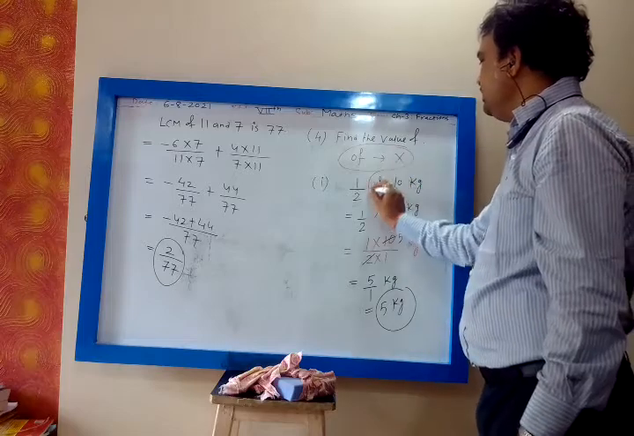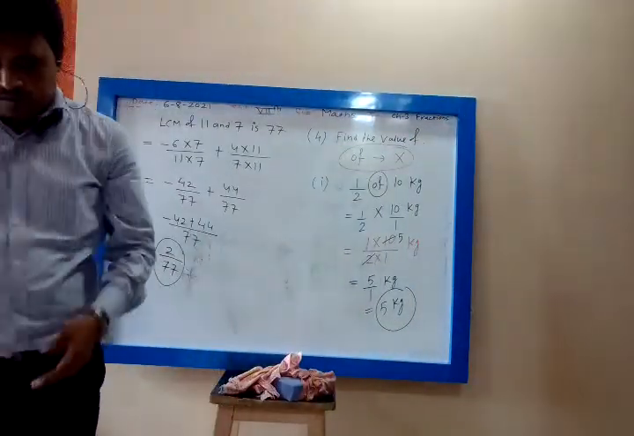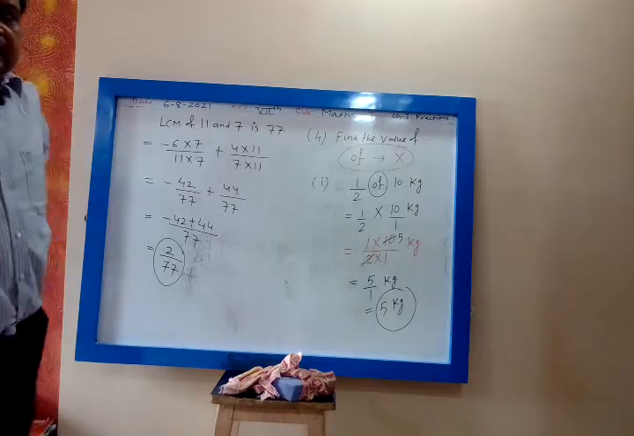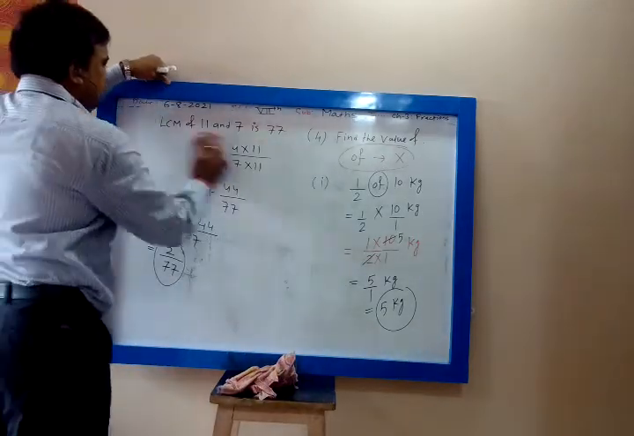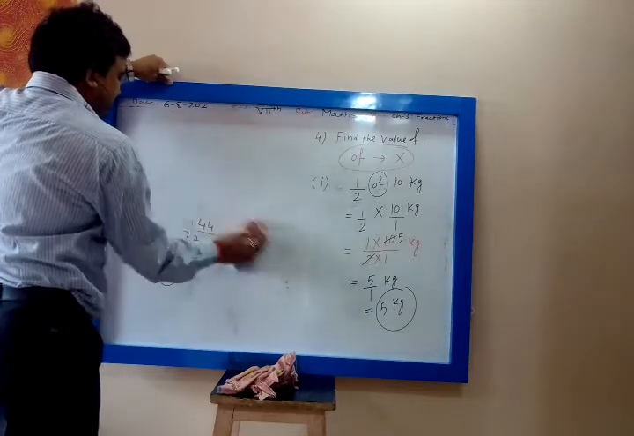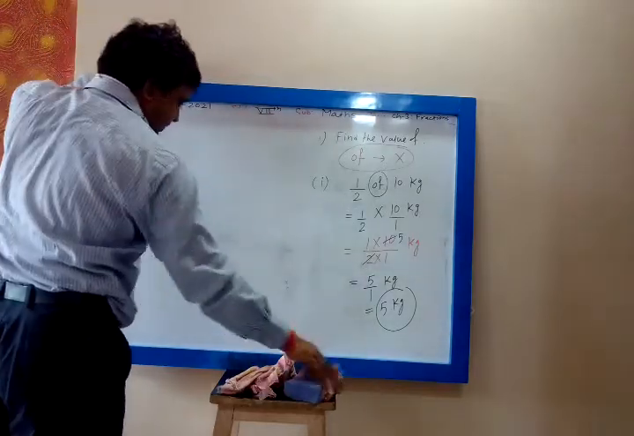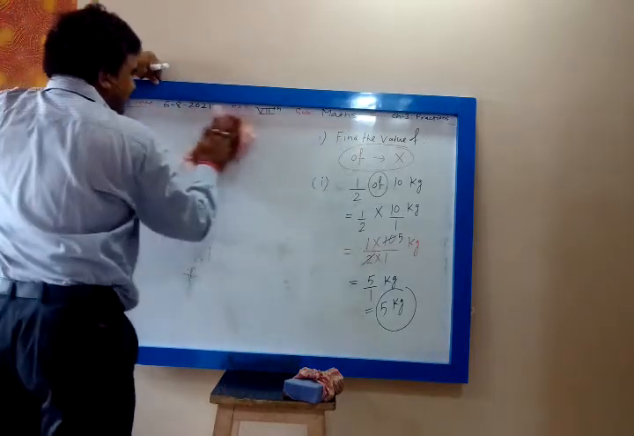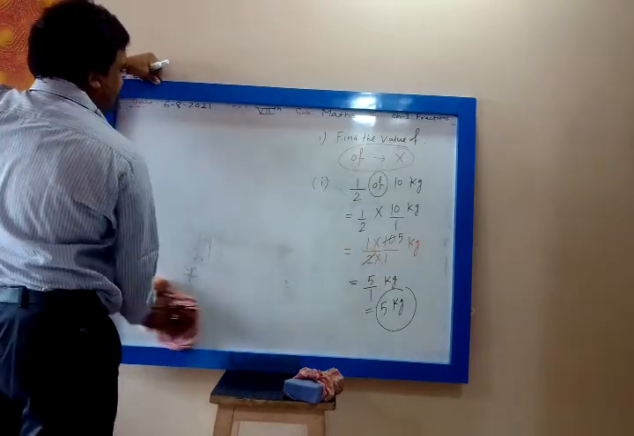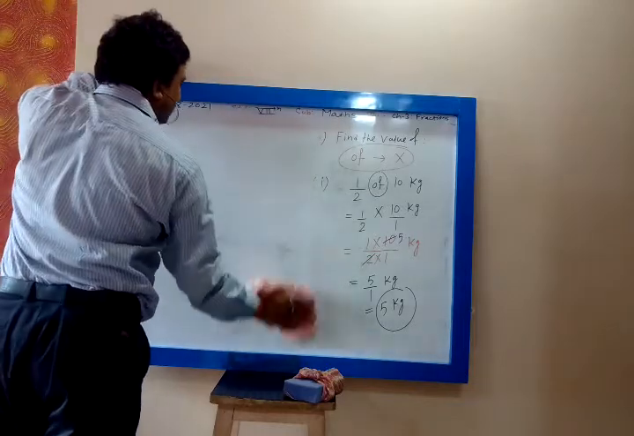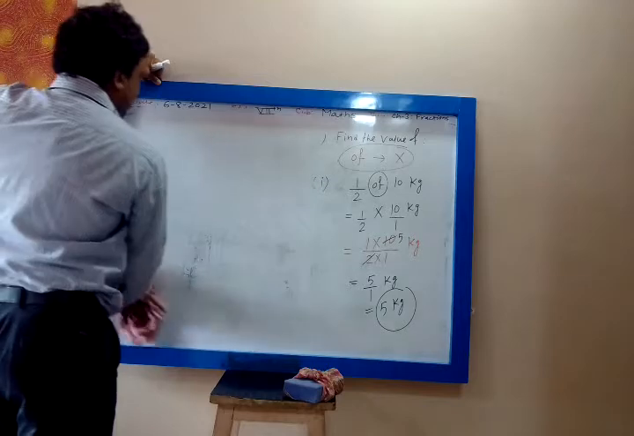Of means multiplication. Mute the microphone. Of means multiplication, my dear. So in mathematics, of means multiplication, sum means addition, difference means subtraction, product means multiplication, and quotient means division.